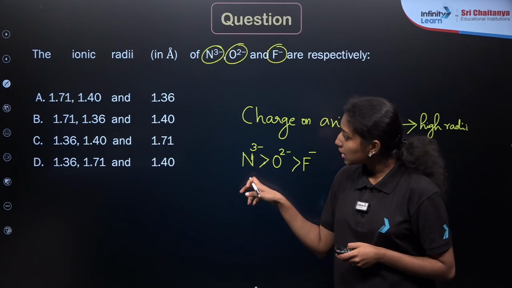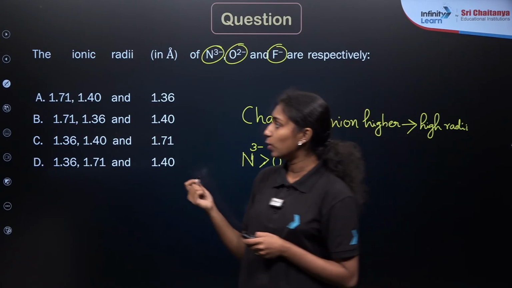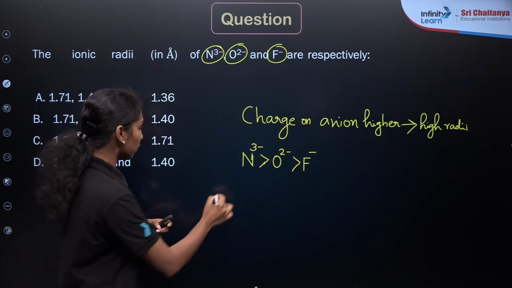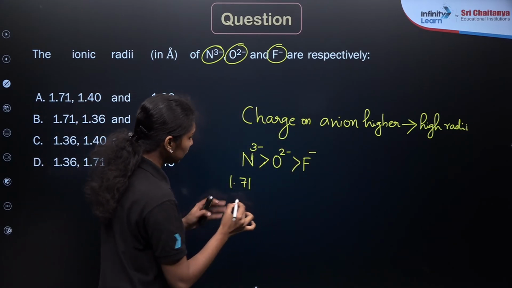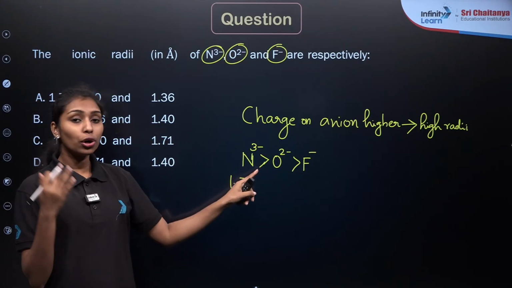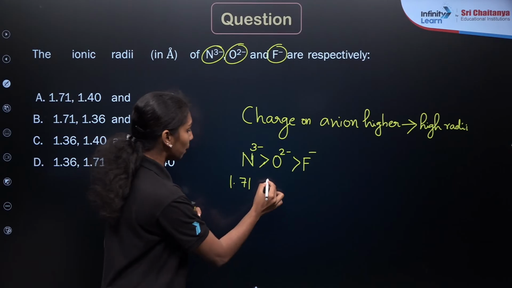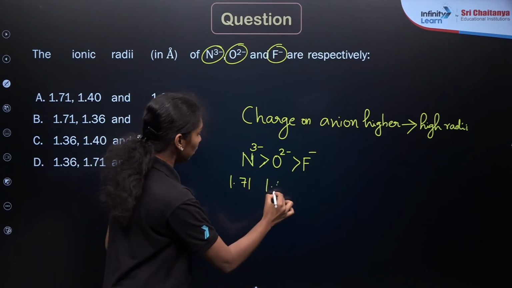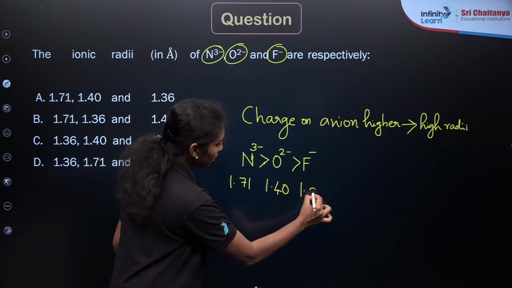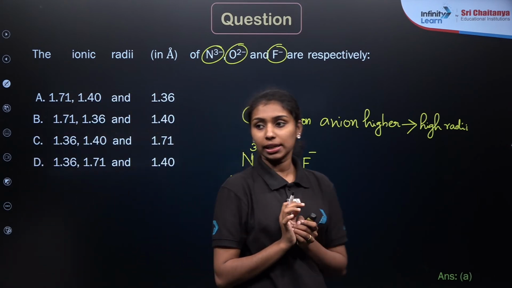So in the case of N3-, that will be the maximum value in between these data. So it will be 1.71, right? The next one, we need to compare with 1.40 and 1.36, right? O2- is having a size higher than F-, so it will be 1.40, and the last one will be 1.36, which means option A will be the correct answer here.